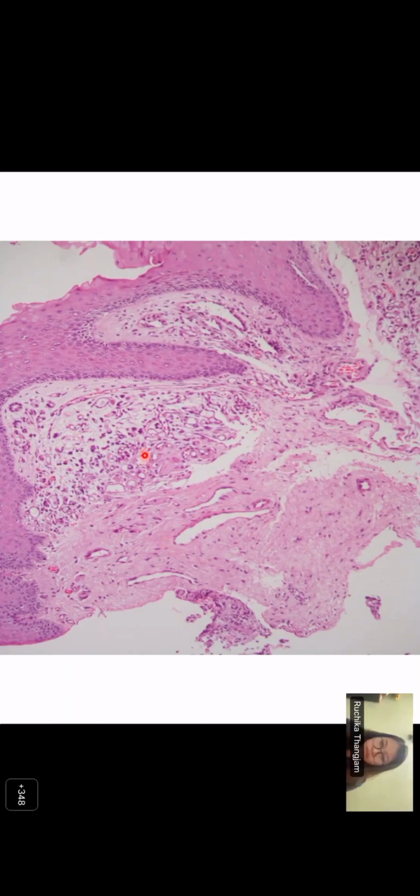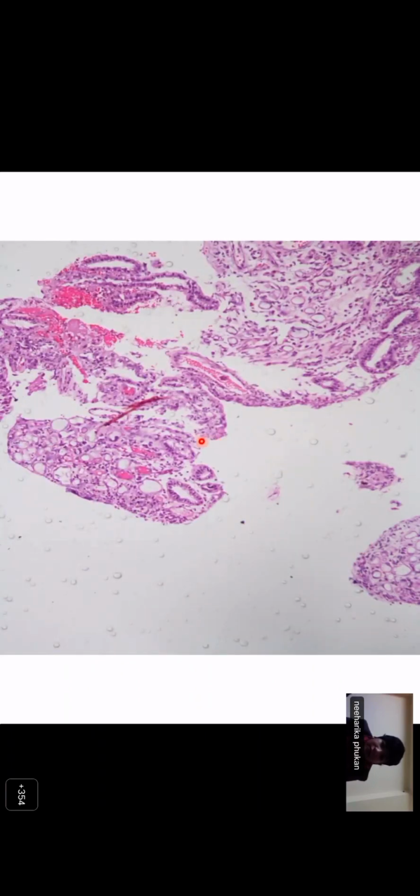Yes, that's fine. And you see something here and here, which are dilated spaces, some lined by cuboidal epithelium. Yes, sir. Some are lined by flattened cells. Fine. And I could see inflammatory cells also. Okay, that's fine. Niharika, you want to add something? The cystic spaces are of irregular shapes and sizes, and they are lined by flattened epithelium.